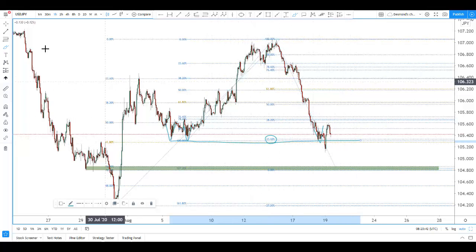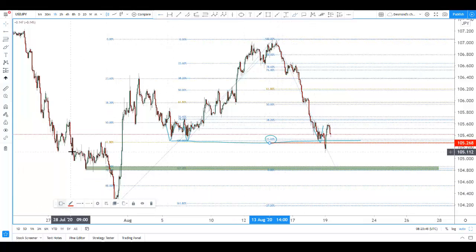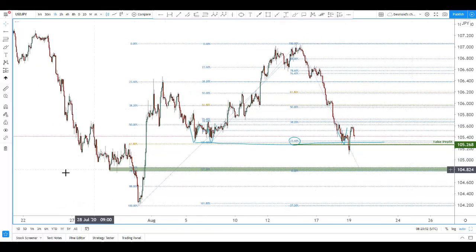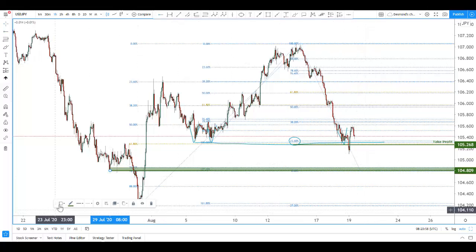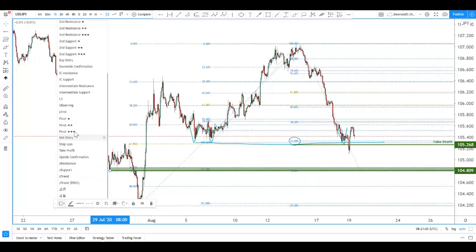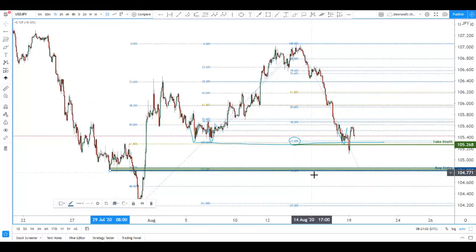So if we were to play a bounce, we'll play it up to this level here. I'll call it my take profit, so my take profit will be over here. Where would my entry be? My entry would be here. This will be my buy entry.